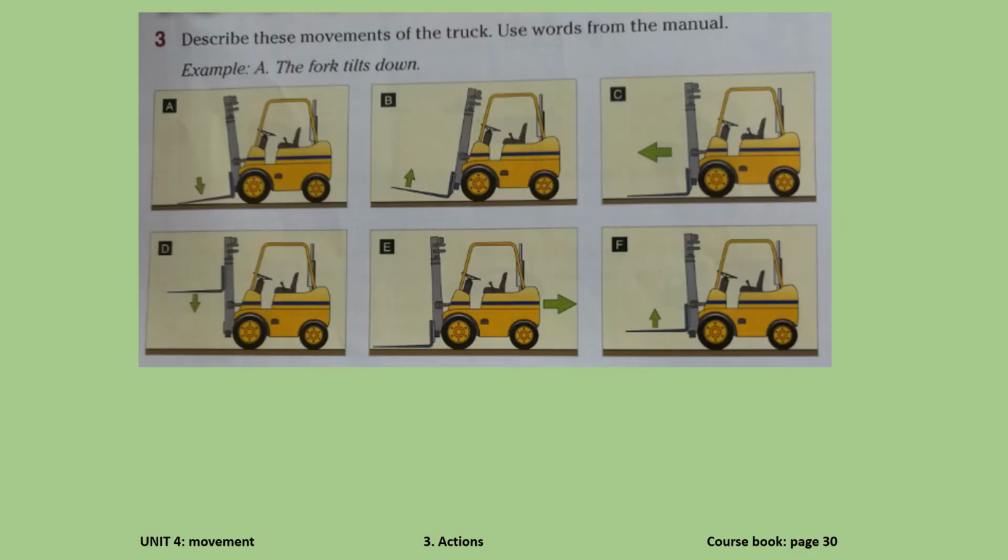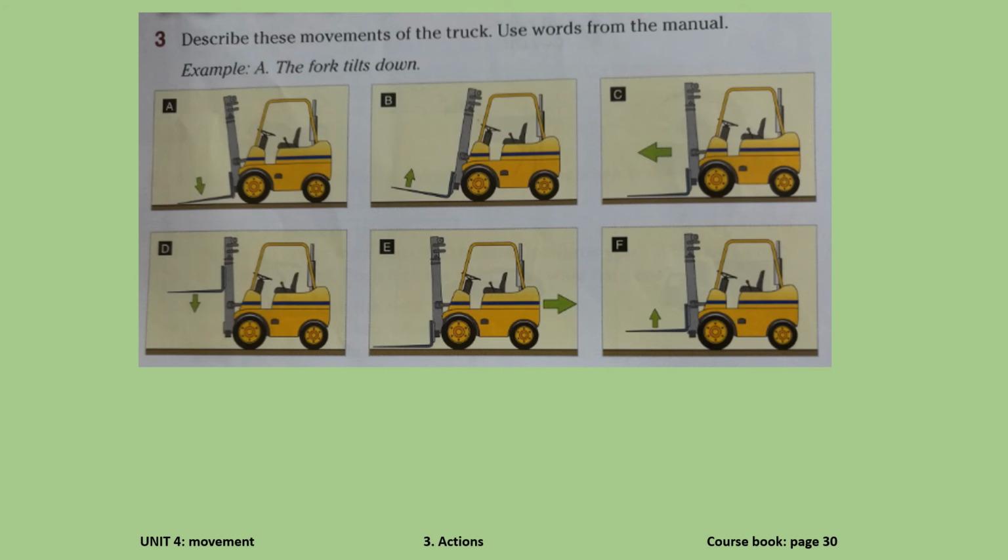Okay, so in the previous lesson, we have achieved our first objective, that we read a text for details. And now we're going to start our second objective, which is describing the movement of a truck, particularly a forklift truck. Describe these movements of the truck. Use words from the manual. Example A, the first one is done. A, the forklift tilts down. Look at the arrow. There is an arrow in picture A. It's down. And the fork tilts down.